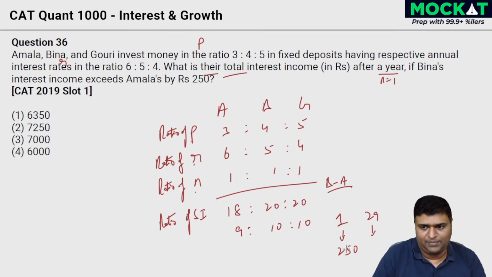29 is how much? If one part is 250, 29 parts is 29 into 250. 30 into 250 is 7,500. Remove a 250 and you get option 2, 7250.